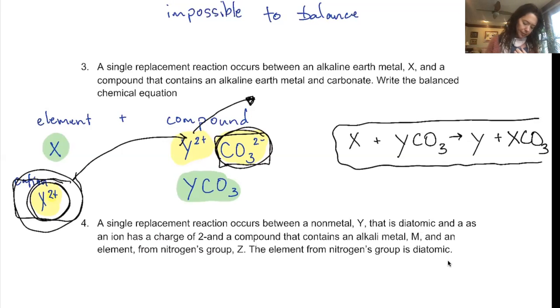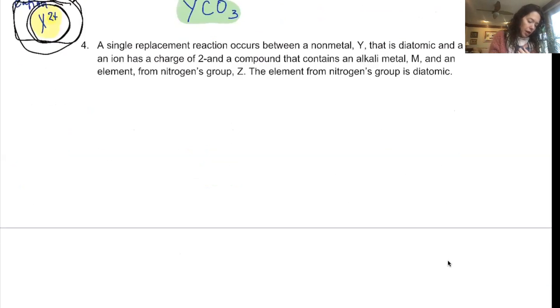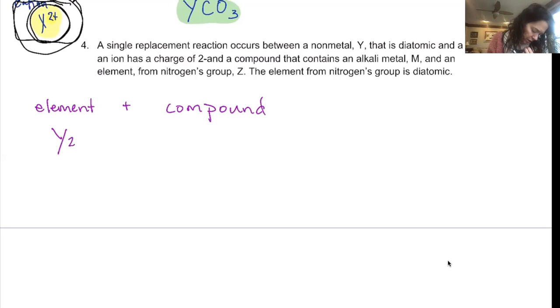Okay, let's look at the next one. Number 4, a single replacement reaction. So that means we're going to have an element plus a compound that occurs between a nonmetal Y that is diatomic and as an ion has a charge of 2 negative. A little typo there. So I know that as an ion, it's 2 negative, okay?